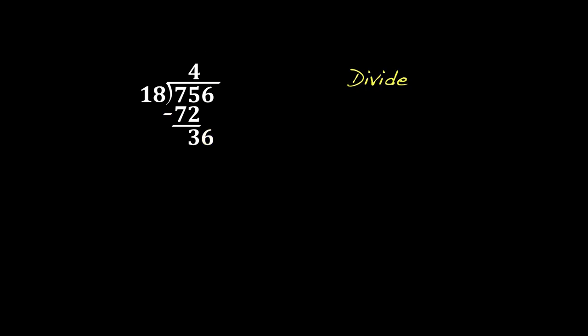And then 18 into 36, hopefully you can figure out that's 2. 2 times 8 is going to give us 16. Carry that 1. 2 times 1 plus 1 is going to give us 3. And there we go.